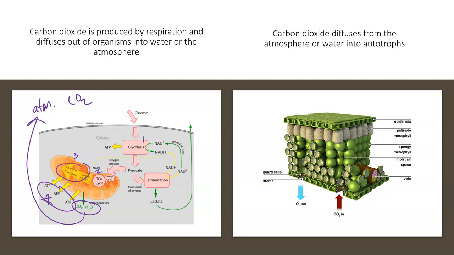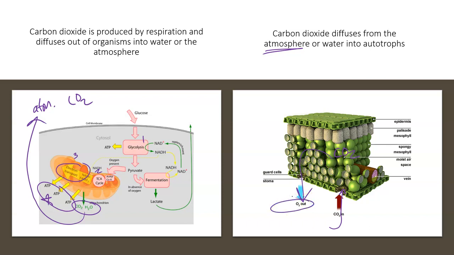Now, when we talk about plants and specifically photosynthesis, we know that carbon dioxide actually diffuses from the atmosphere or the water, if it's an aquatic plant, into the autotrophs. And so you'll see that CO2 in this case actually goes in. We don't need to talk about the specifics of the cross-section here, but basically CO2 will go in through these pores in the bottom of the leaf, which are the stomata, and will enter this palisade mesophyll layer, which is where the majority of the photosynthetic activity takes place. Obviously, the carbon dioxide will be converted into those glucose molecules that we've talked about, which is the role of photosynthesis, before releasing a byproduct, which in photosynthesis is oxygen.